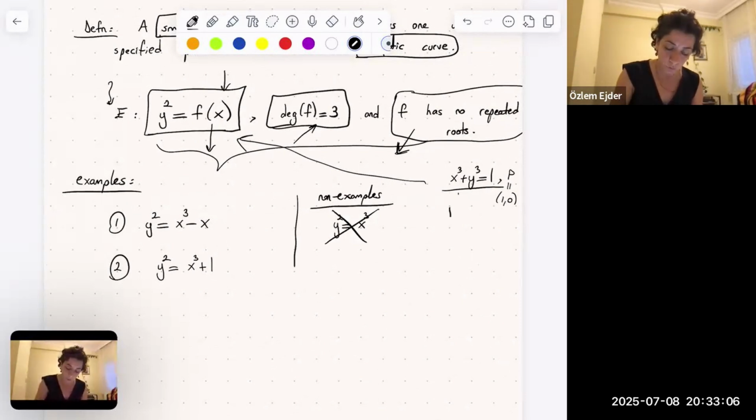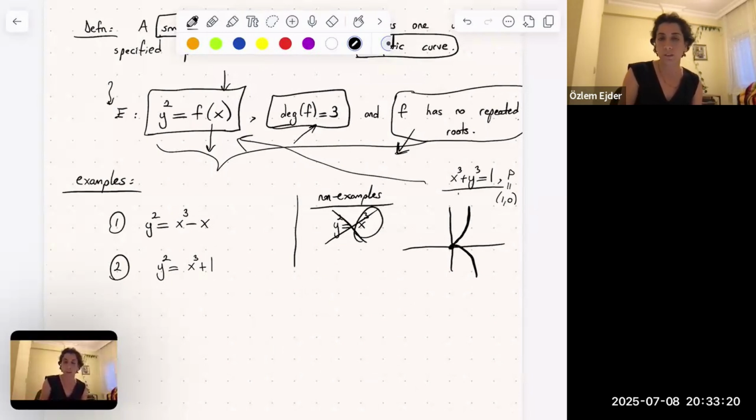And the problem here is if you look at the graph of this, at (0, 0) you will have this sharp turn. So you have a singularity here, and this corresponds to having this repeated root. x cubed has a root 0 that is repeated 3 times. And you can also have y squared equals x cubed minus x squared. Again, I have the repeated root 0, this time repeated 2 times. And this curve will intersect itself, and so this is not allowed either.